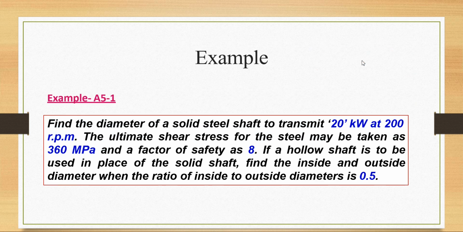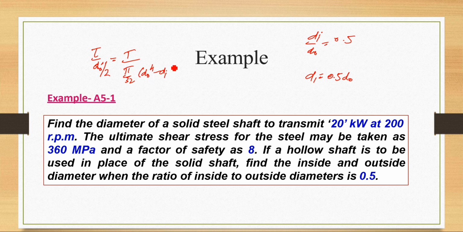This is the third case, in which we have a hollow shaft, and I'm not solving it because these are very fundamental problems. We are going towards more complicated problems later in this lecture. In this case we have a hollow shaft, so we know the ratio of inside and outside diameter, di over do, is equal to 0.5. So di is equal to 0.5 of d naught. Using this formula, we know that tau over r, which is d naught by 2, is T over pi by 32 times d outer to the 4 minus d inner to the 4.